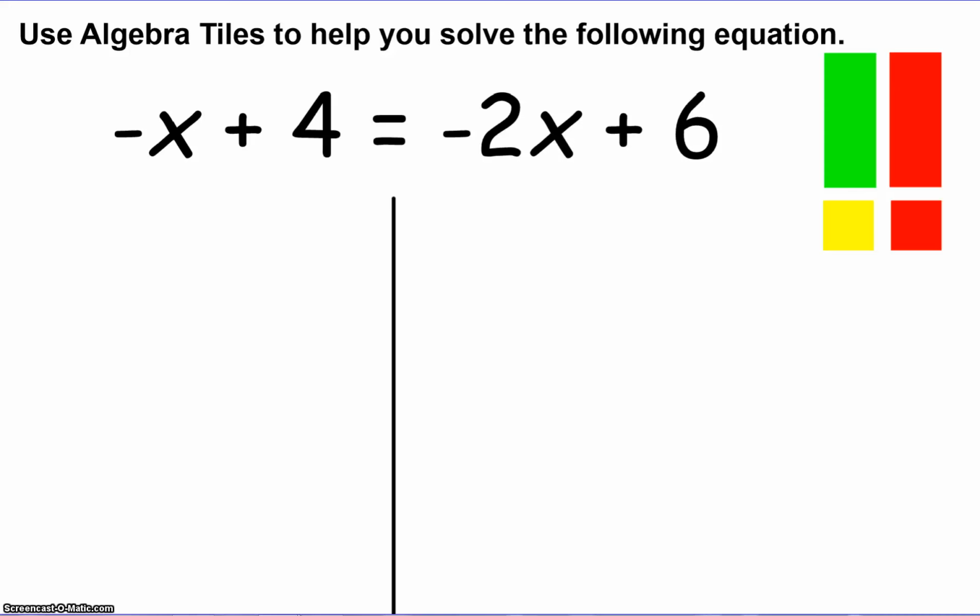Our first example is negative x plus 4 equals negative 2x plus 6. I know it says use algebra tiles to help solve, but we're just going to go ahead and solve it. A couple of things you need to know about solving with variables on both sides. You'll notice variables on both sides means you have a variable, then an equal sign, and then another variable.